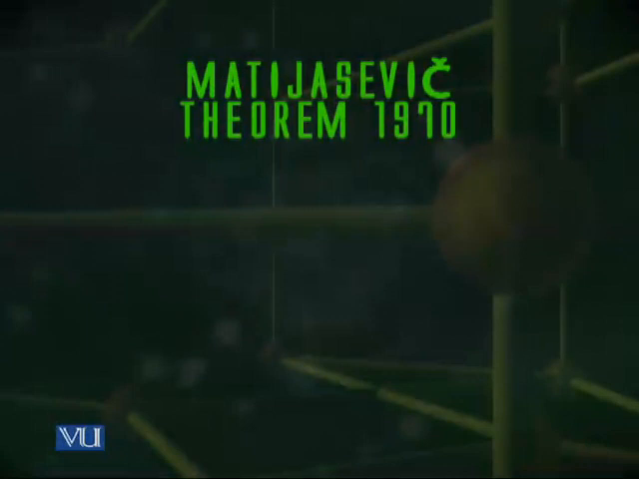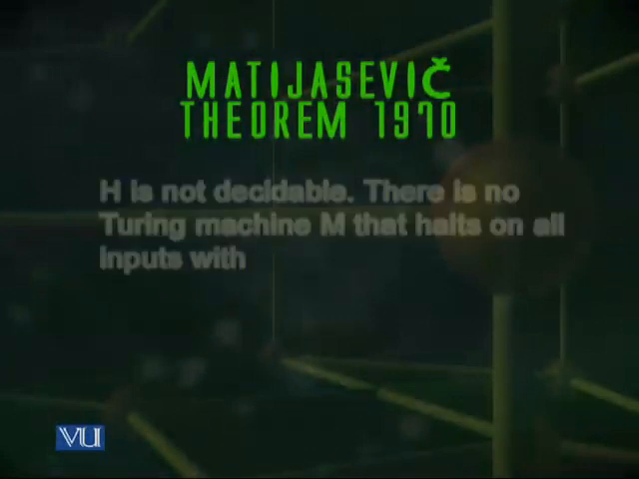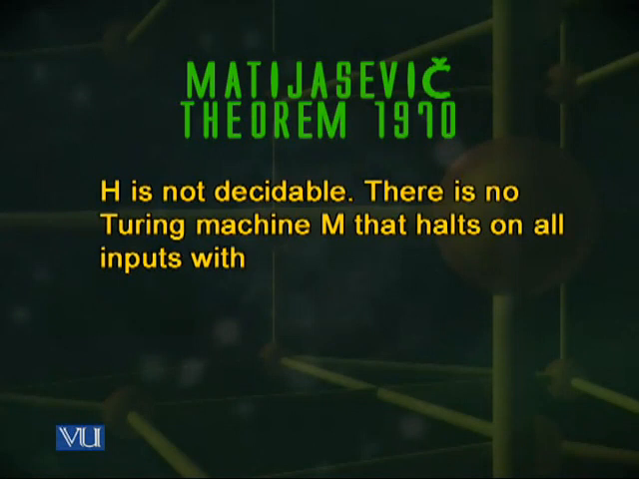This theorem is by Yuri Matiyasevich, 1970, and he states that H is not decidable. There is no Turing machine M that halts on all inputs with the language of M equal to H. So Matiyasevich eventually proved that there is no Turing machine with which you can solve Hilbert's 10th problem. Thus, the algorithm that Hilbert was asking for does not exist.